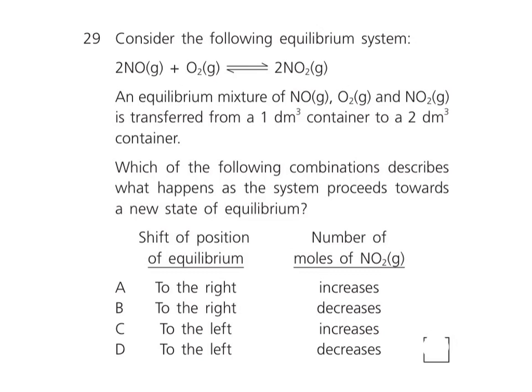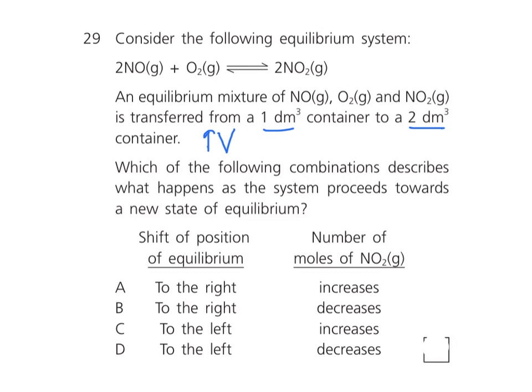We've got an equilibrium, NO and oxygen making NO2, and we are transferring an equilibrium mixture of the three gases from a 1-liter container to a 2-liter container. So in a sense, we have simply raised the volume. Which of the following combinations describes what will happen as we reestablish equilibrium?